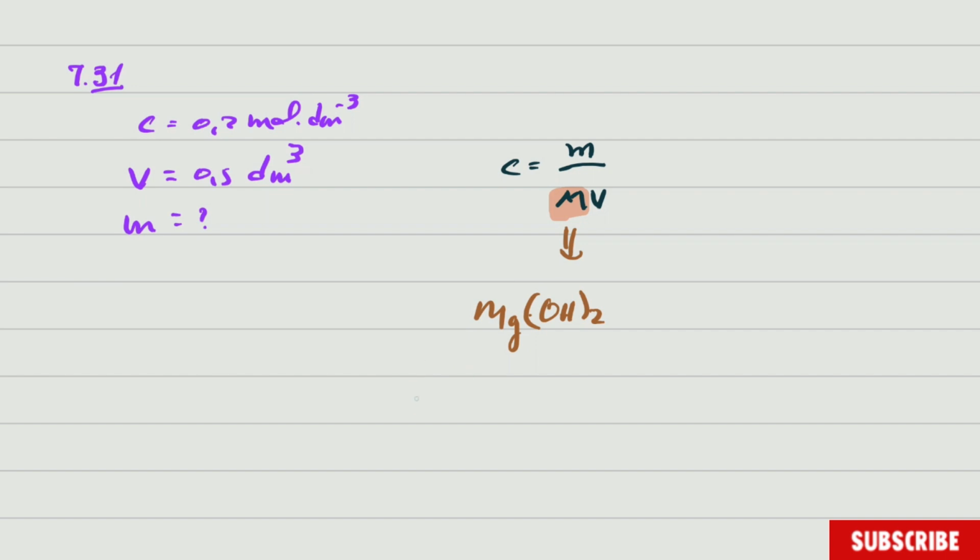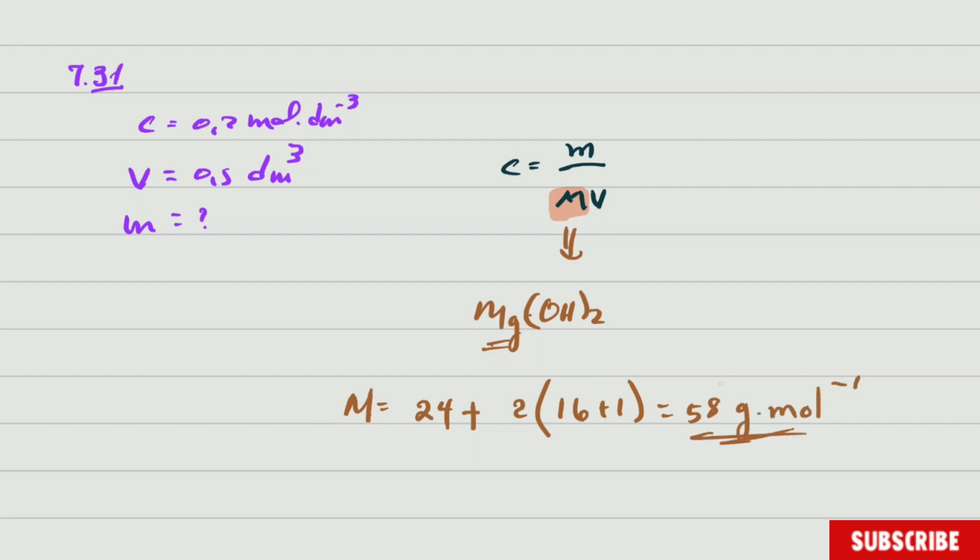Magnesium hydroxide. So molar mass is equal to magnesium, which is going to be 24 plus 2, since this 2 is outside the bracket, and I'm going to open a bracket: 16 for oxygen plus 1 for hydrogen. That will give me the molar mass, which is 58 grams per mole. There we go.